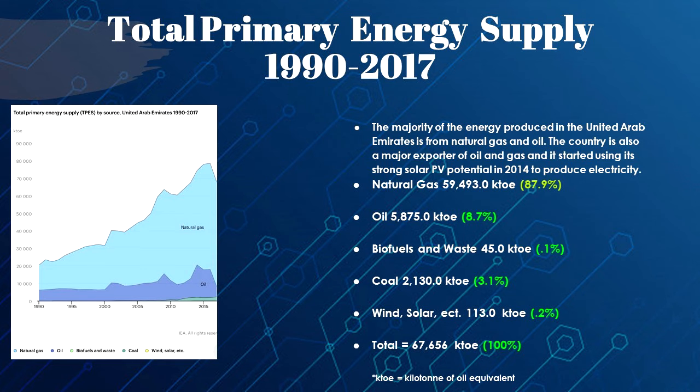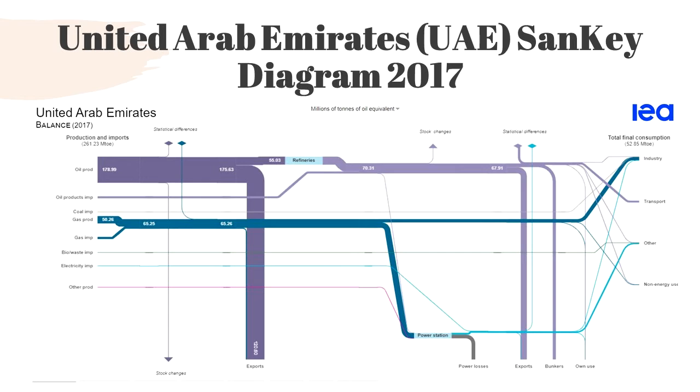Total primary energy supply. The majority of the energy produced in UAE is from natural gas and oil. The country is also a major exporter of oil and gas, and it started using its strong solar PV potential in 2014 to produce electricity.